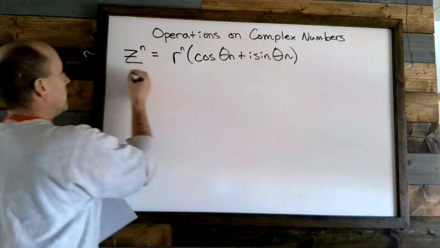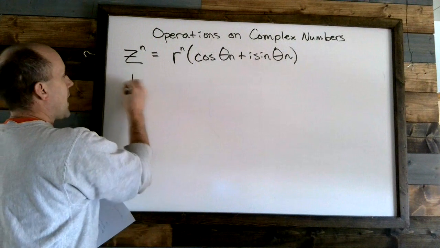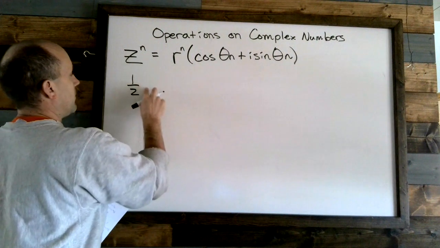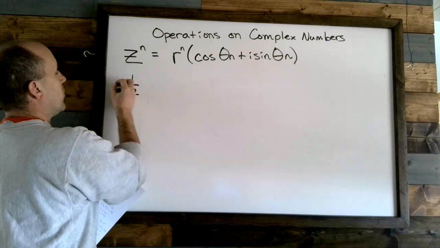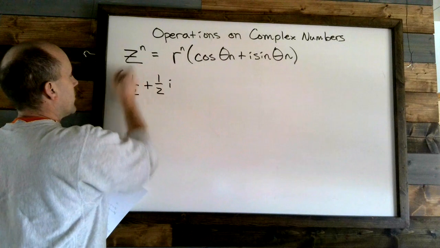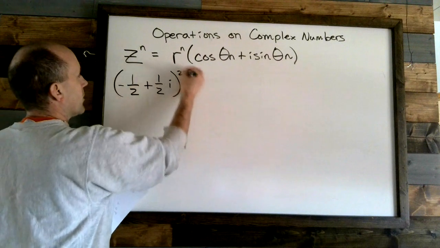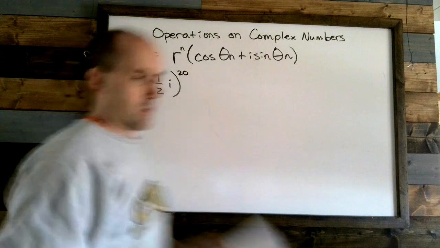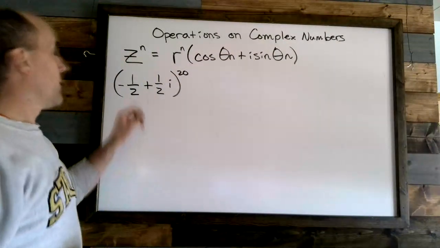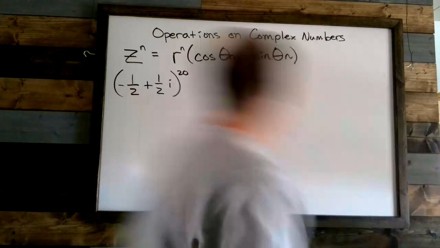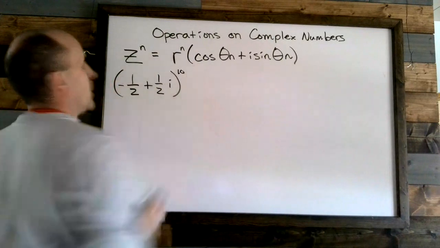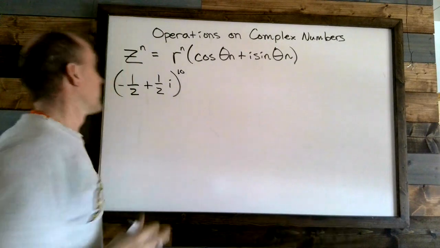We're going to go -1/2 plus 1/2 I, and we're going to raise that to the 20th power. Okay? Instead of 20th, let's go 10th. We'll go 10th power. Okay, so this is example number 4.